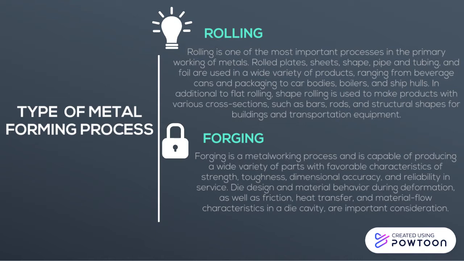Forging. Forging is a metal working process capable of producing a wide variety of parts with favorable characteristics of strength, toughness, dimensional accuracy, and reliability in service. Die design and material behavior during deformation, as well as friction, heat transfer, and material flow characteristics in a die cavity, are important considerations.